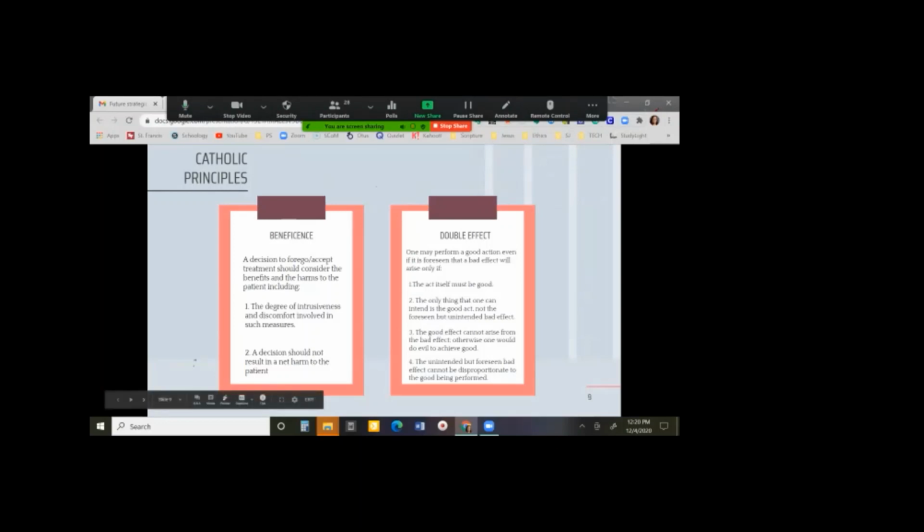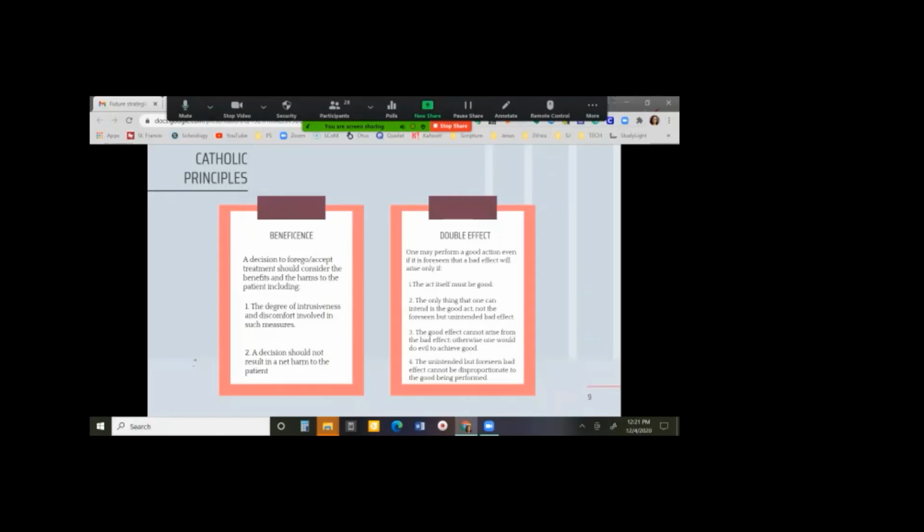So these are some principles of Catholic medical ethics. Beneficence is the idea that a decision to forego or accept treatment should consider the benefits and the harms to the patient. So these are two of the principles of Catholic medical ethics that we use when we're looking at whether or not to accept a medical treatment, and also whether or not you want to refuse a medical treatment.